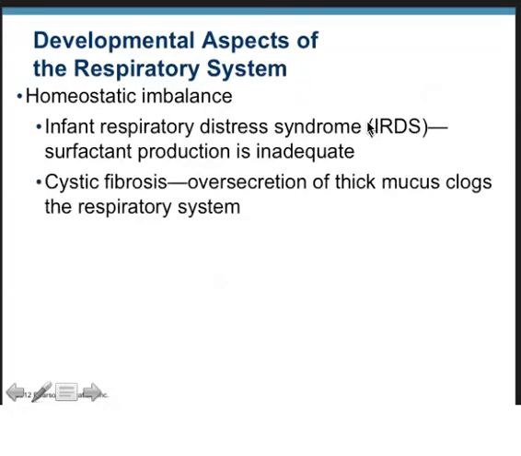Cystic fibrosis is an oversecretion of thick mucus that clogs the respiratory system, and it's the result of a defect in a sodium pump that's on the surface of every cell in the body. It results in the production of an extremely viscous mucus that gets populated by bacteria and becomes very difficult to clear out of the lungs. And this leads to scarring of the lungs and also the mucus itself impedes gas exchange. And so there's really no way to fix this problem. We can deal with some of the symptoms.